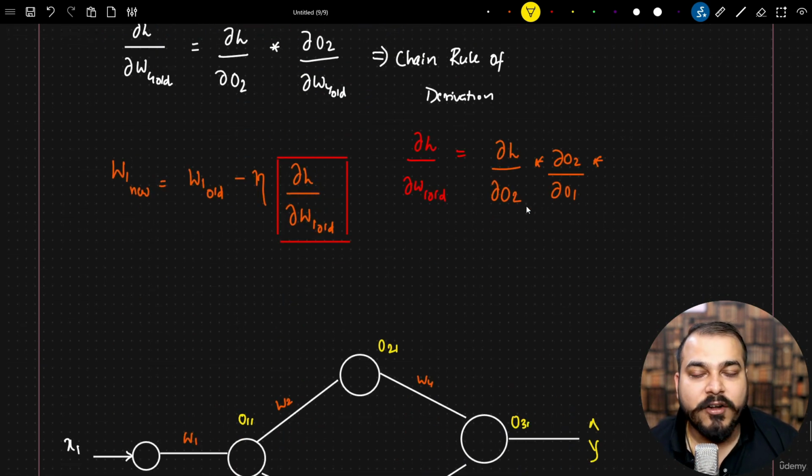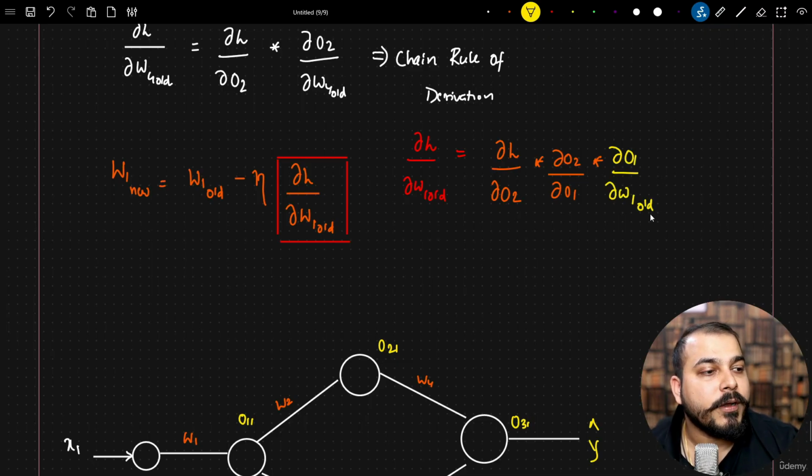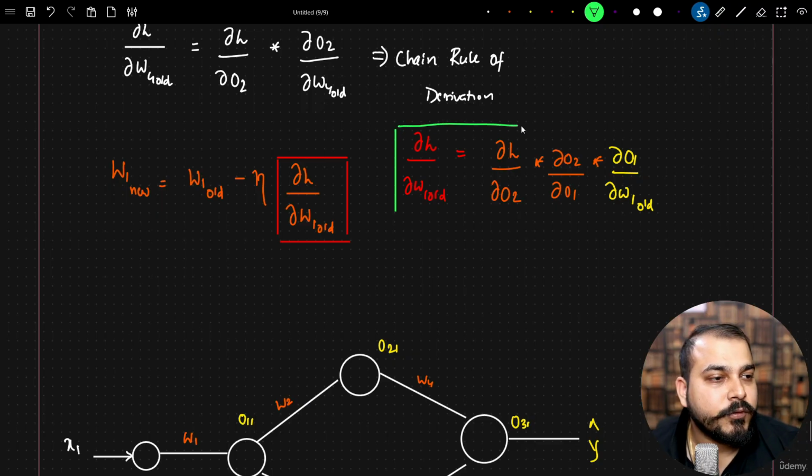So similarly, the chain rule will be like derivative of loss with respect to derivative of O2, multiplied by derivative of O2 with respect to derivative of O1, and finally we'll be having derivative of O1 multiplied by derivative of W1 old. So if you deduct all these things, at the end of the day I'm going to get this, right? So this is how a chain rule basically happens, okay?